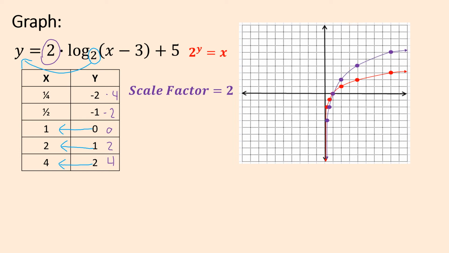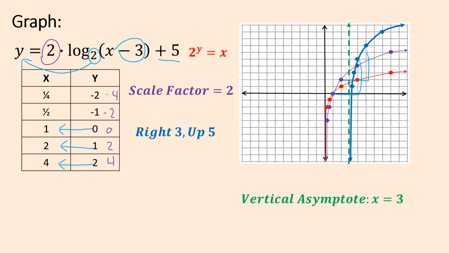And then lastly, we take a look at this shift. So it's going to move it right 3, up 5. So take that purple graph, move everything right 3, up 5. Right 3, up 5, on and on for all the points, and we get this graph right here. Vertical asymptote is at x equals 3.